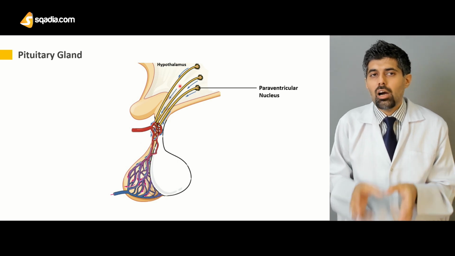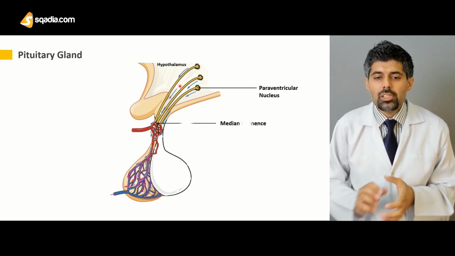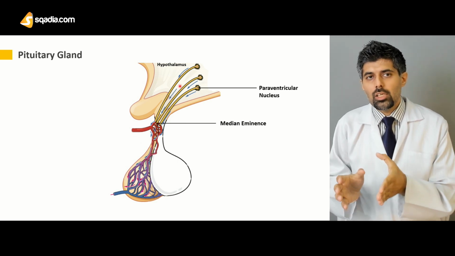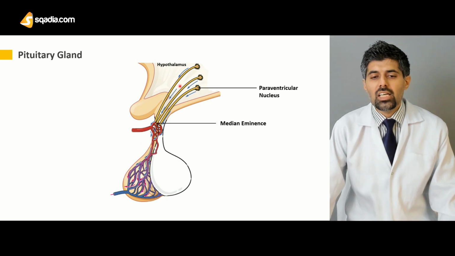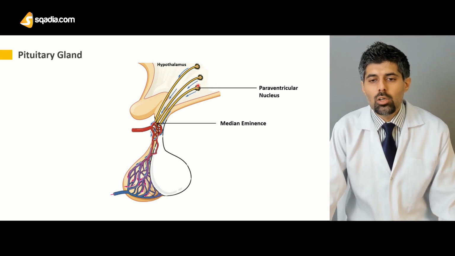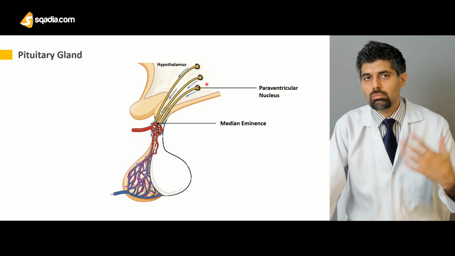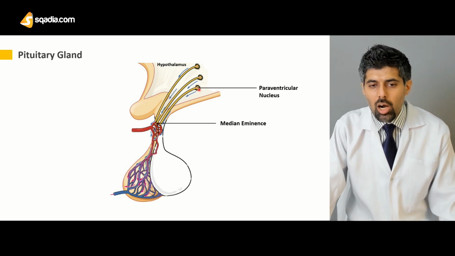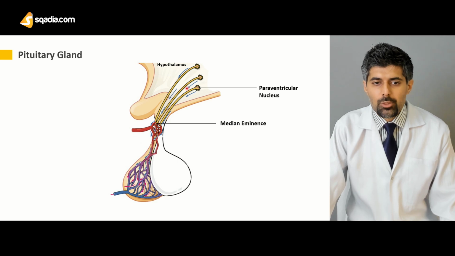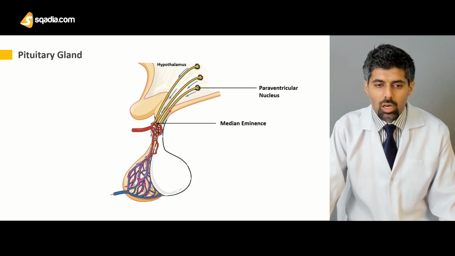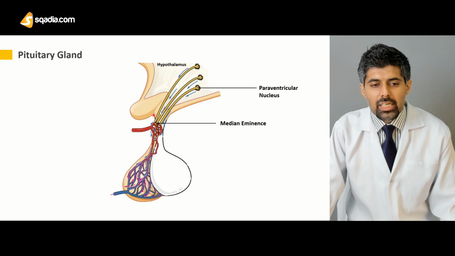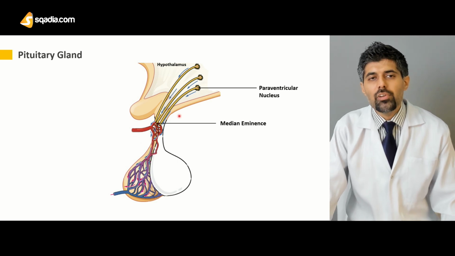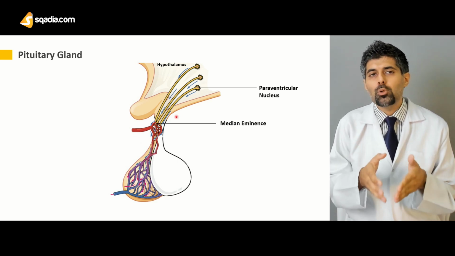known as the TRH. Now, this TRH, or the thyrotropin-releasing hormone, is synthesized in the cell bodies of the parvocellular neurons, and after it is synthesized, it moves in the axoplasm along the axons towards the median eminence. Now, the median eminence is the most inferior extension of the hypothalamus.